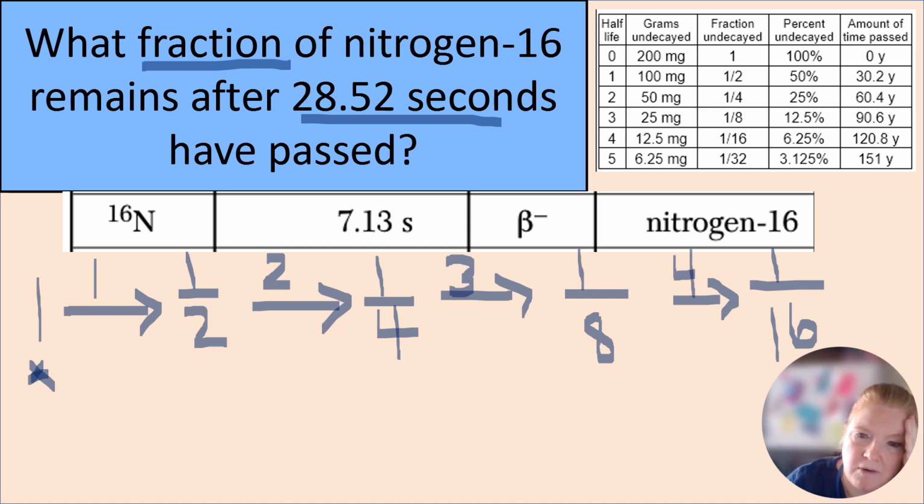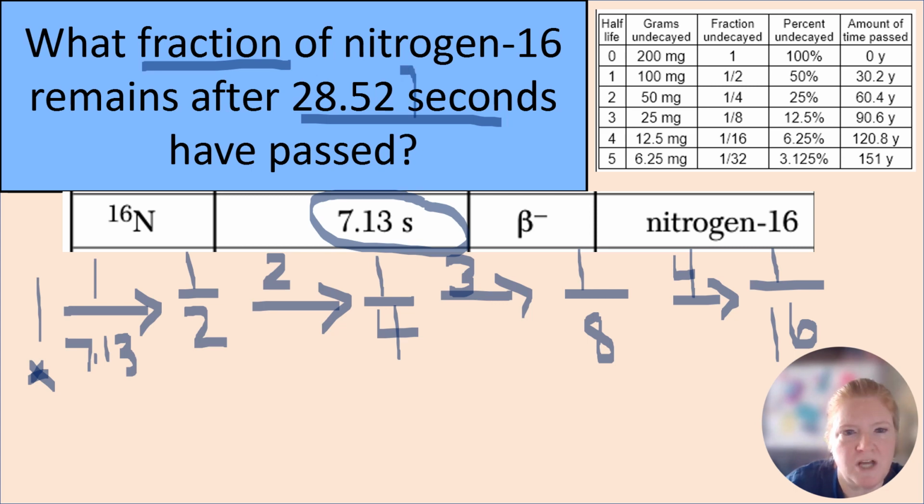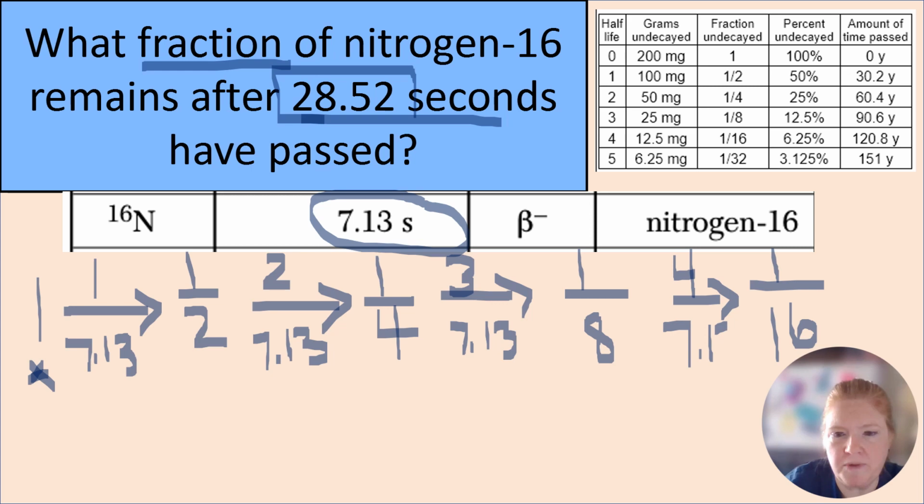But I don't know how many half-lives it took. Well, each half-life takes 7.13 seconds. So this one took 7.13. This is how much time passed. The second takes another 7.13 seconds. 7 plus 7 is 14, so I know I don't have enough. Another half-life is another 7.13 seconds. 7 times 3 is 21, not there yet. And half-life number 4, 7.13 seconds. 7 times 4 is 28, so 7.13 times 4 should be 28.52.